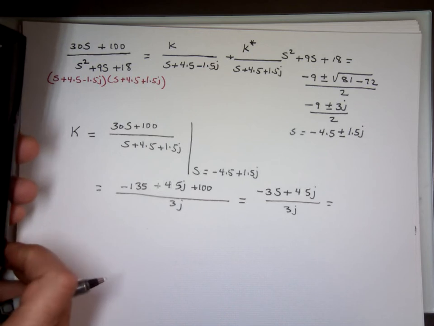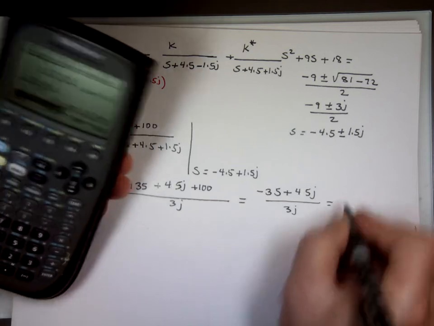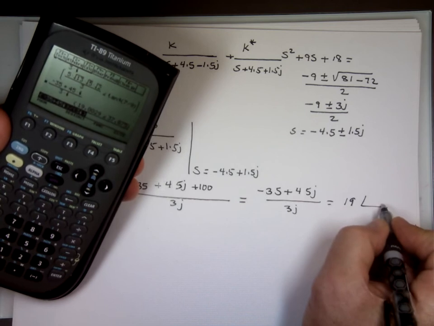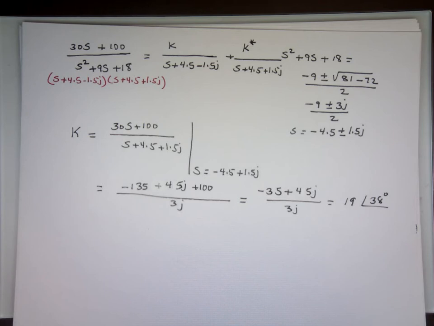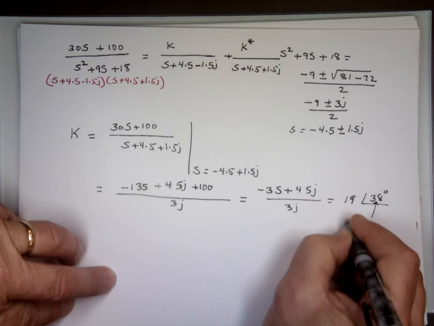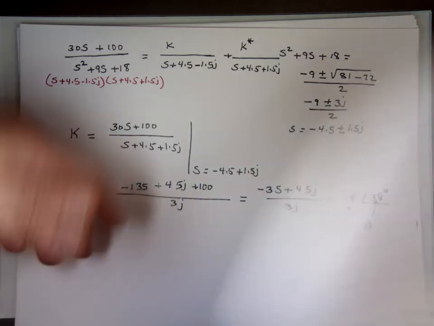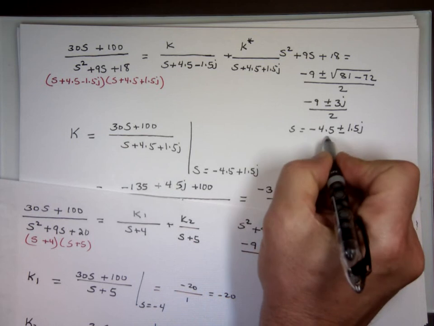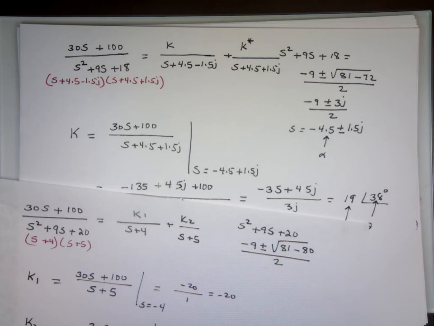And I came up with 19.00 angle, what? Roughly 38 degrees. This is your theta. This is your k from the equation. Here's my solution. This is my alpha, the number itself. The 4.5 is alpha, not the minus. And this is beta.